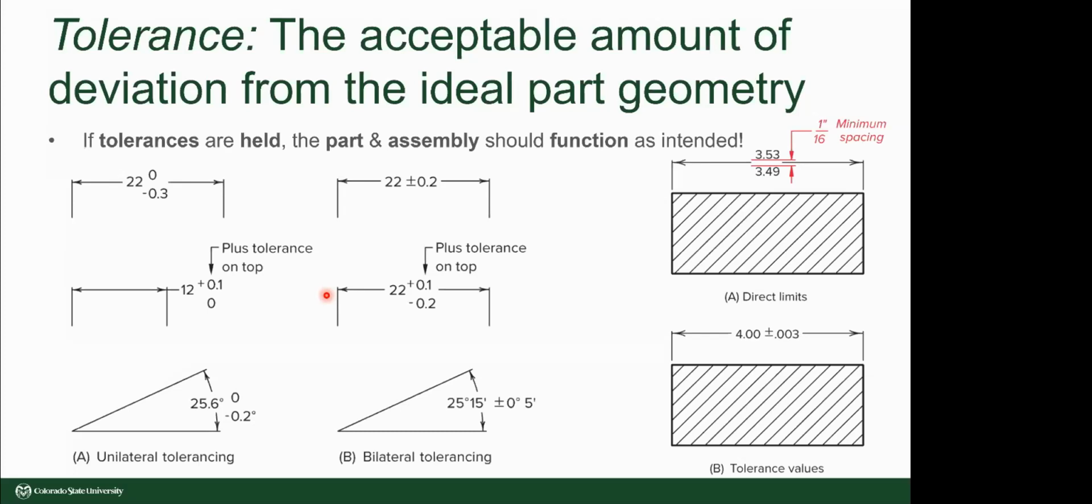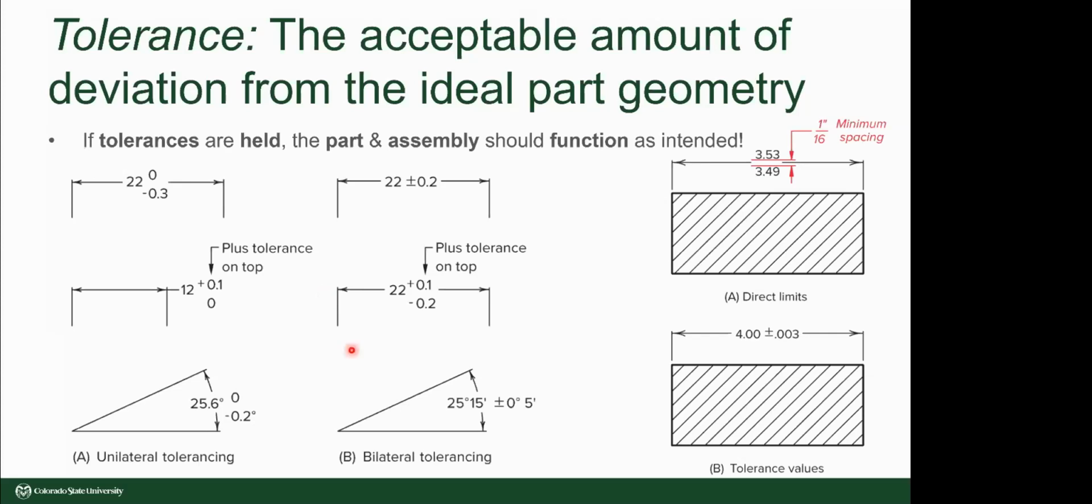So the problem is that a tighter tolerance means a much higher manufacturing cost for that feature of the part. Therefore, tolerancing is a balancing act between costs, making sure you minimize costs, while still ensuring that your product is going to function as intended. In other words, you have a reliable product that you're producing.